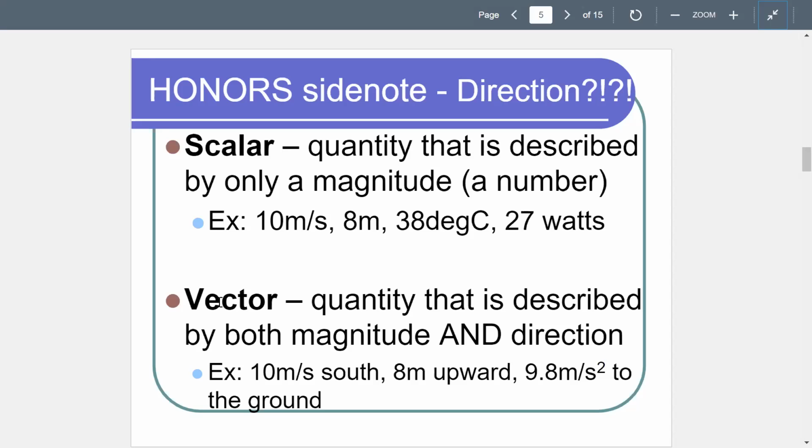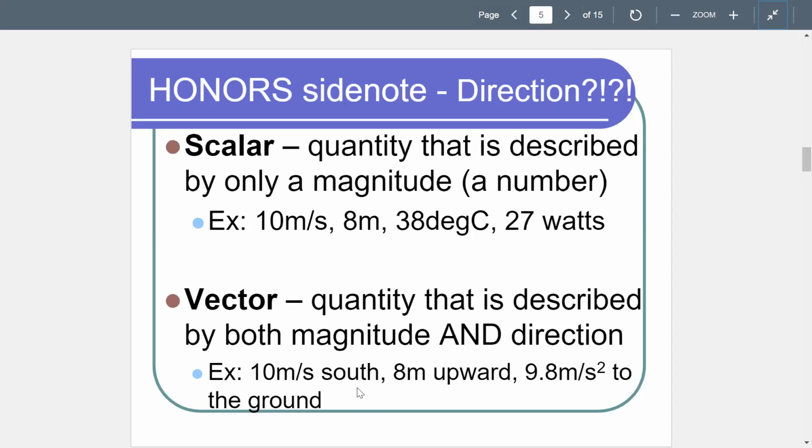A vector is more specific. A vector is like an arrow. It's going to be pointing in a direction, and it's going to have some length. So the length would be a number. So 10 meters per second and 8 meters are examples they give here. And the direction, upward or south, makes it more specific.